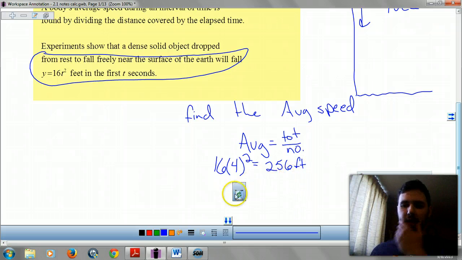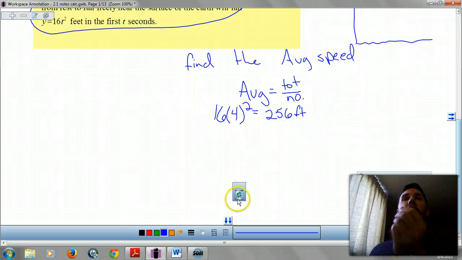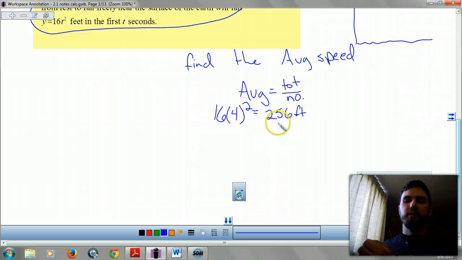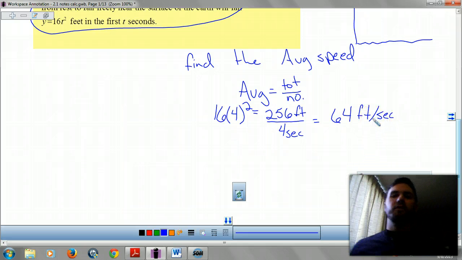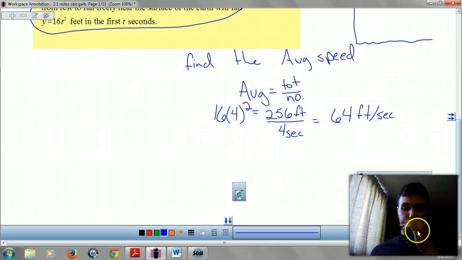Okay? Now, how long has it been falling? Well, it's fallen 256 feet in 4 seconds, right? So my average speed, when I divide that out, is going to be 64 feet a second. Okay? That's all there is to it, guys. Plug in the equation, divide by how long it's been falling. Average speed. Moving on.